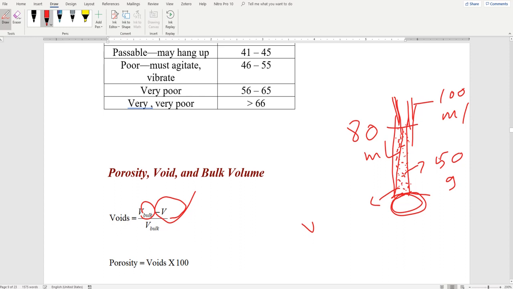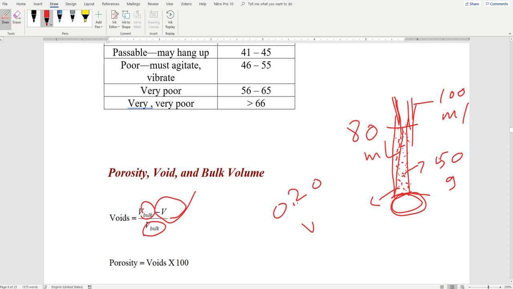So when you subtract the volume of the particles from the total volume and divide it by the bulk, you get a ratio, for example, let's say 0.2. The answer, when it is 0.2, it will of course be less than 1, because 1 means 100% spaces. Right, it will be less than 1. So 0.2 means there are 20% spaces in the 80 ml volume. This is what it means.